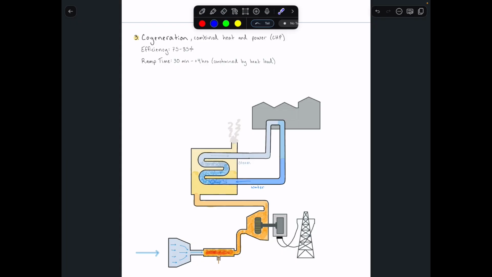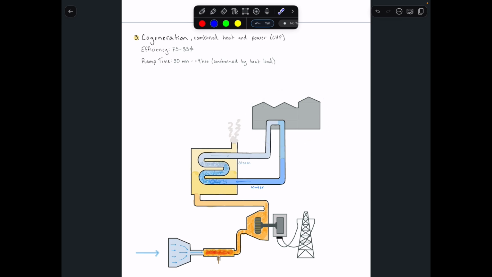And one of the benefits of cogeneration is that it's very efficient, 75 to 85% efficient. And this is taking into account that it first uses this combustion reaction to generate electricity, and then this heat is transferred through buildings and for industrial processes. Now the ramp time is pretty similar to the combined cycle power plants, which is 30 minutes to 4 hours plus, but typically it is constrained by the heat load, this building being the heat load.